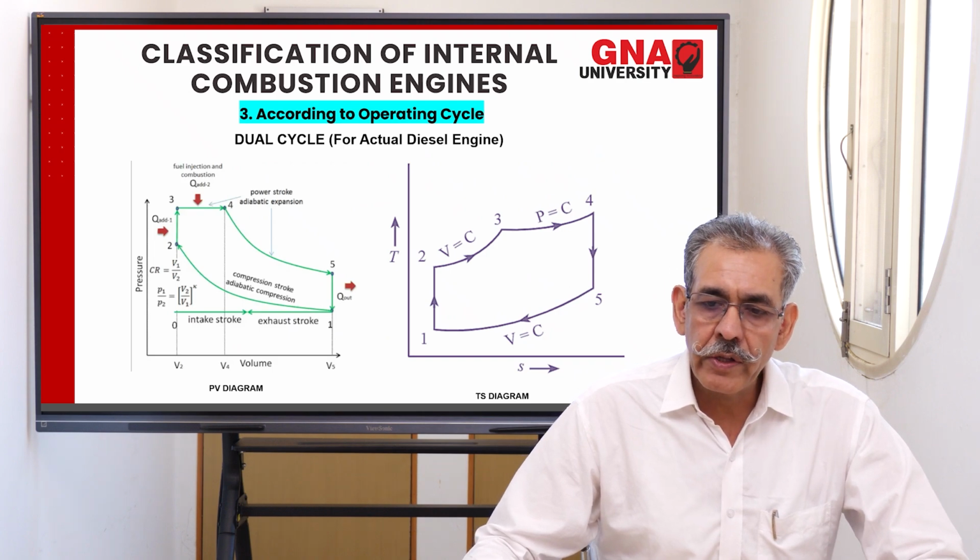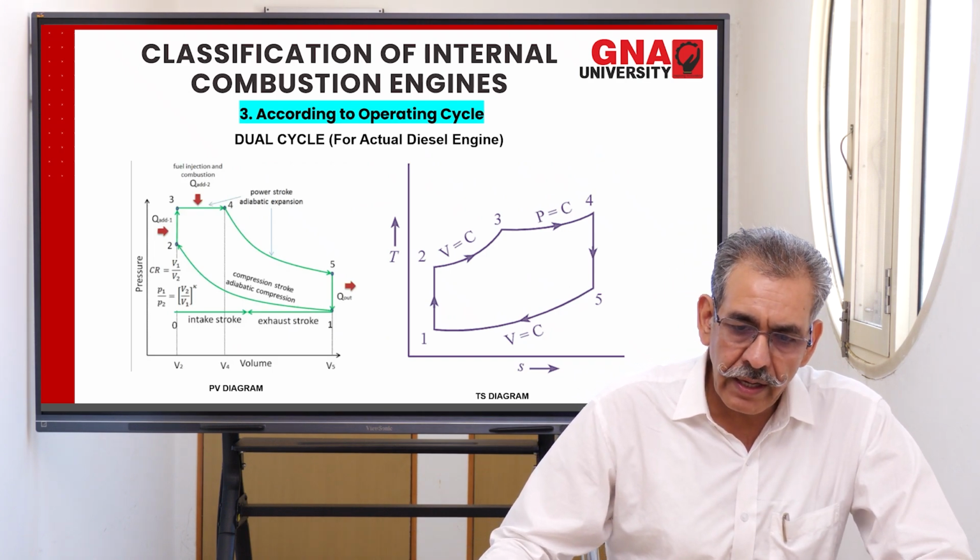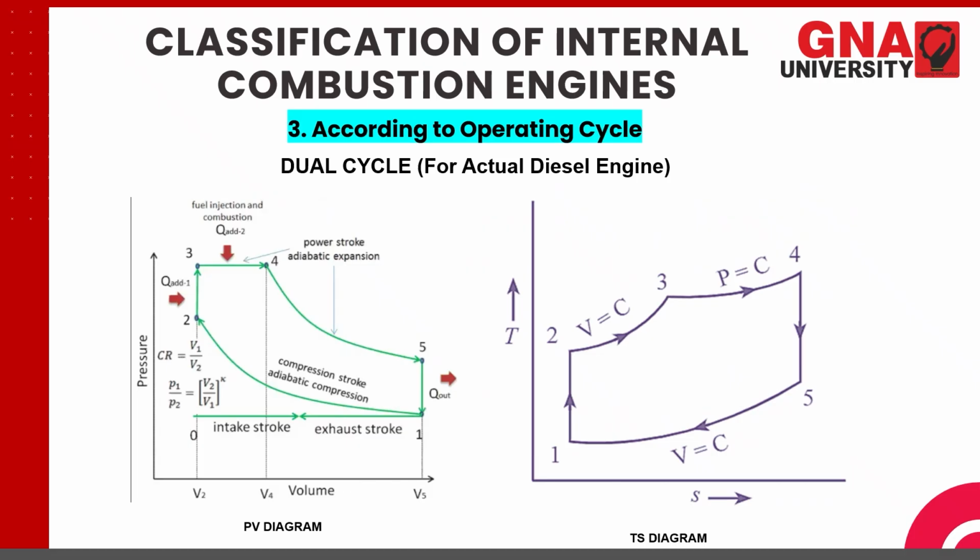Next we'll talk of the dual cycle. This is the practical cycle. Though it is an ideal cycle, it is used as a guideline for the practical cycle. Here the intake stroke takes place at constant pressure. Then we have adiabatic compression 1 to 2. 2 to 3 is isochoric heat addition. 3 to 4 is isobaric heat addition. So here dual processes take place for the heat addition.